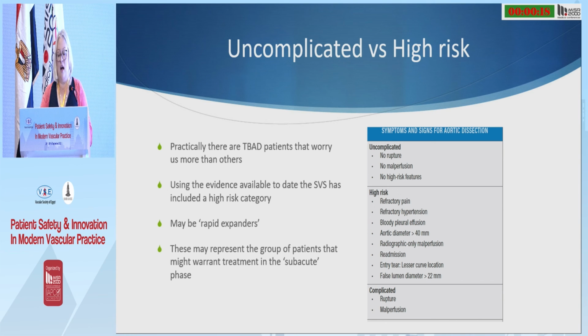They've also described a high-risk category. So we talk about in our MDTs all the time, this is an uncomplicated patient, but are they likely to be a rapid expander? Do they have any of the risk factors which we've come to realise are things that are important?